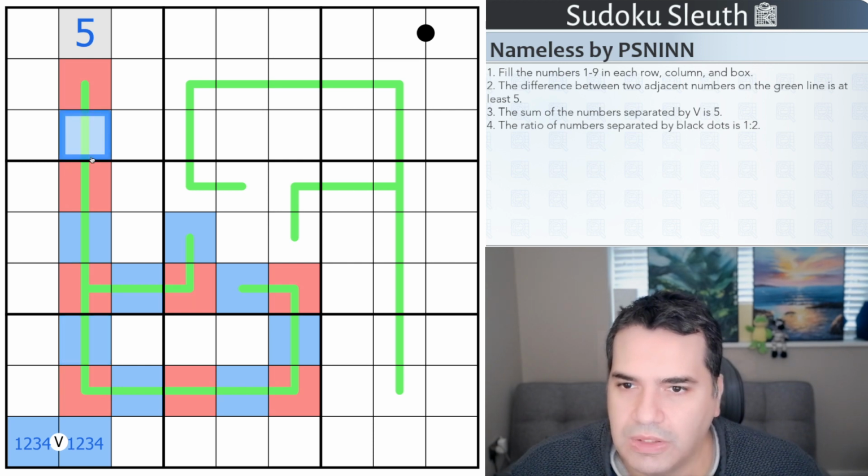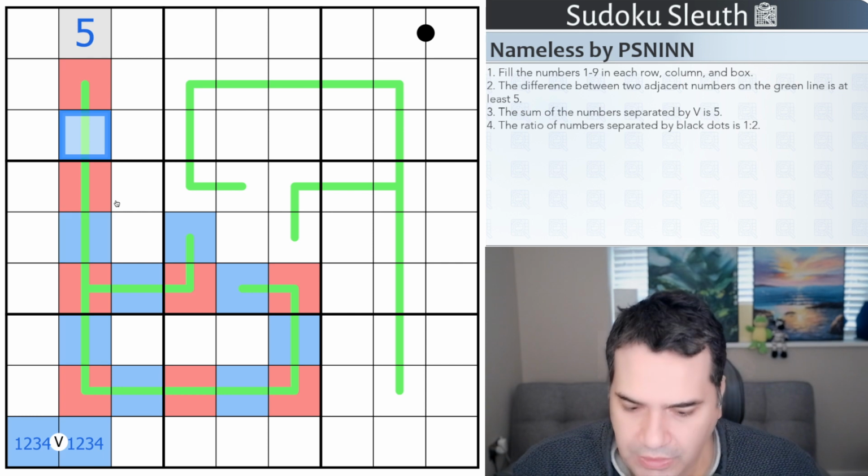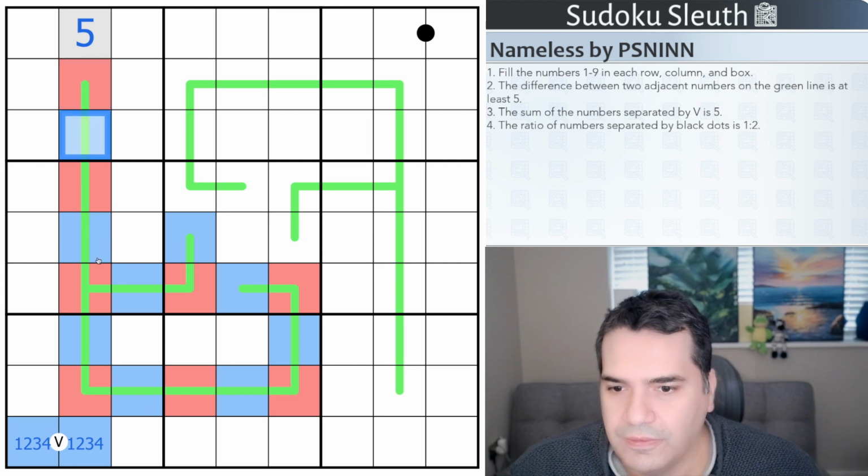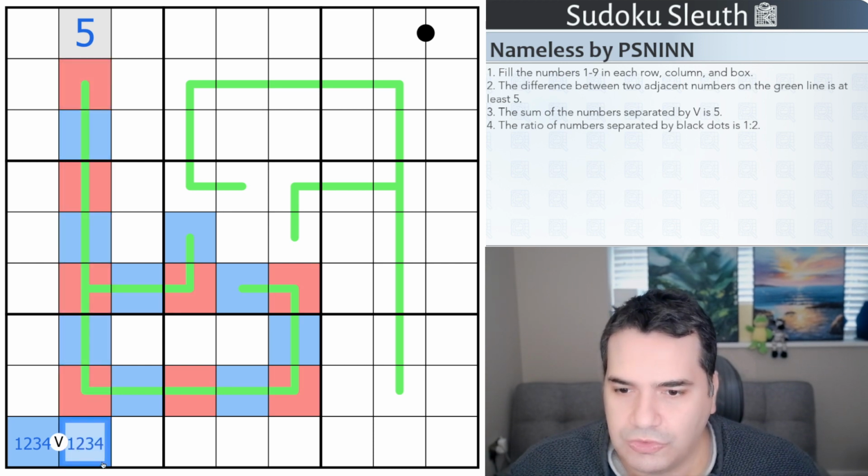So that can't be 4, that can't be 4. Whenever you're thinking about German whisper lines, it's always worthwhile thinking about 4s and 6s. If that's a 4, for it to be 5 or more away, these would both have to be 9. And of course, that breaks normal Sudoku rules. So the only place for a 4 in column 2 is down here.